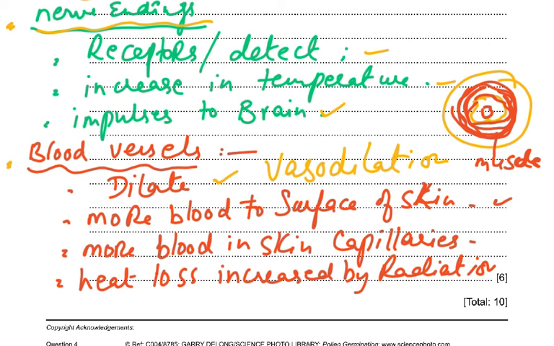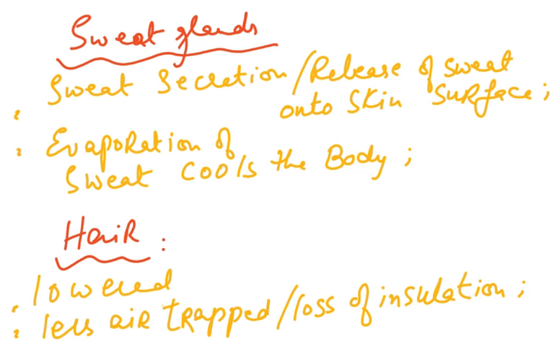That's why you look so red in the face. If you're a fair person, you look very red in the face when you've been exercising and you've been on the treadmill or you've been running and you come back home and you're all red in the face and you're sweating. So more blood to the surface of the skin, more blood in the skin capillaries, and heat loss will be increased by radiation because so much of your skin is exposed, and that is going to result in more heat loss. Then the third heading could have been sweat glands.